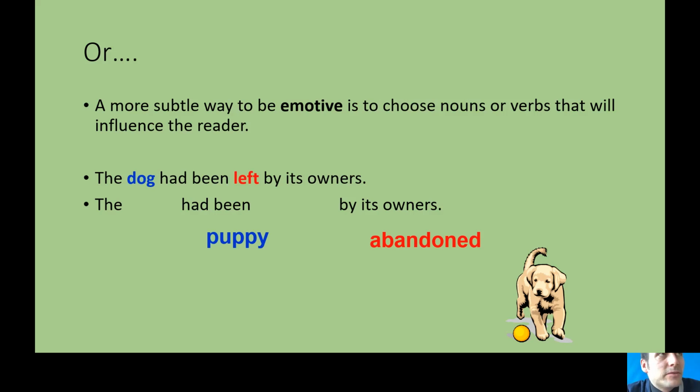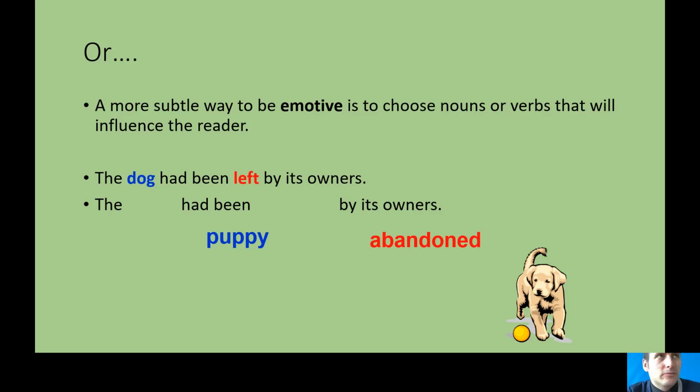In addition to adverbs and adjectives, emotive language can also be centered on nouns or verbs which will influence the reader. So rather than here saying the dog had been left by its owners, where the dog is the noun and left is the verb, we might change that. We may change this to puppy, because puppies are younger, they're more vulnerable, they're more in need of care than maybe an older dog. And rather than being left, we could talk of abandoned.